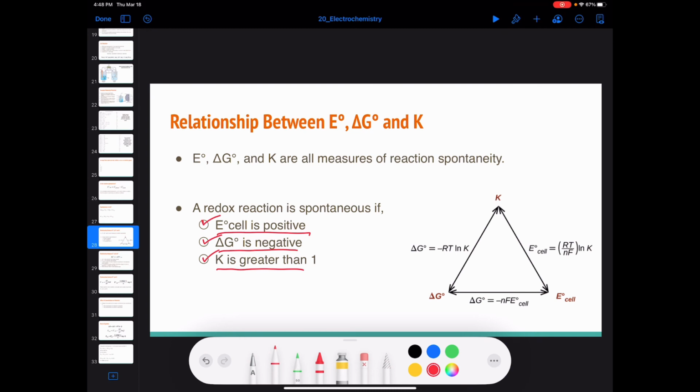And so therefore, you could do the reverse. If you want to know if it's non-spontaneous, it would have a negative cell potential, a positive delta G, and a K less than 1. And because of this, there are ways to convert between all of these.